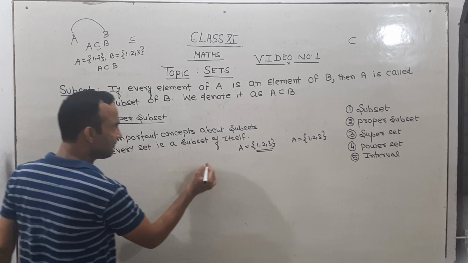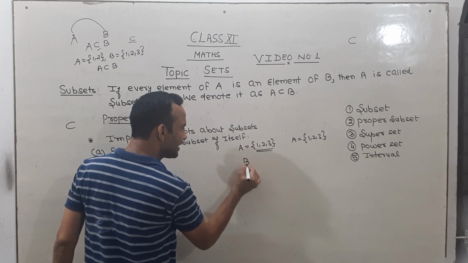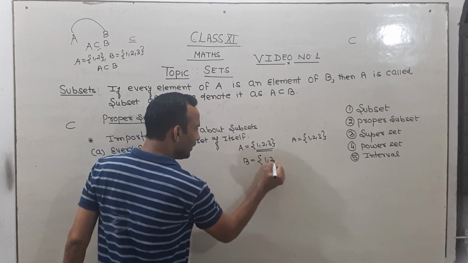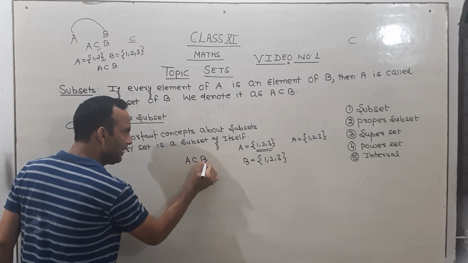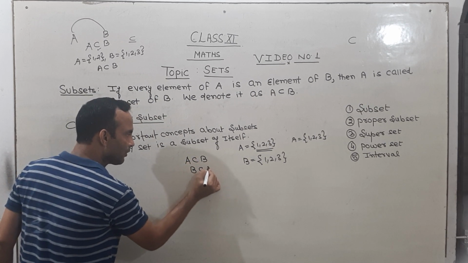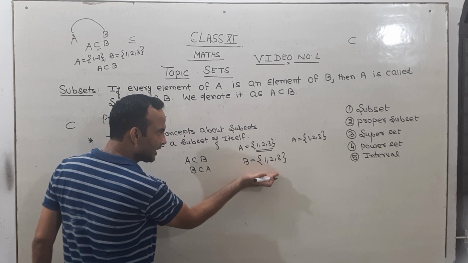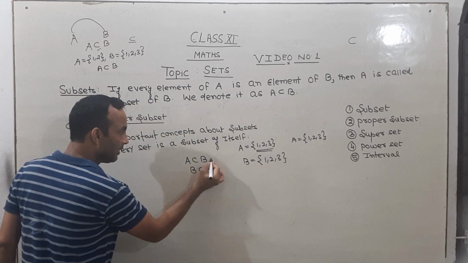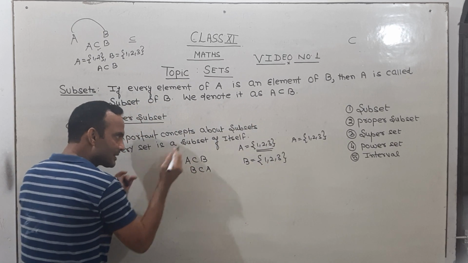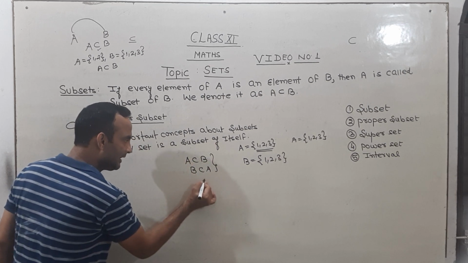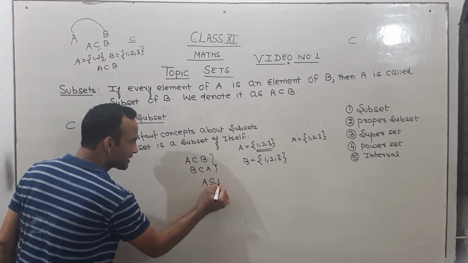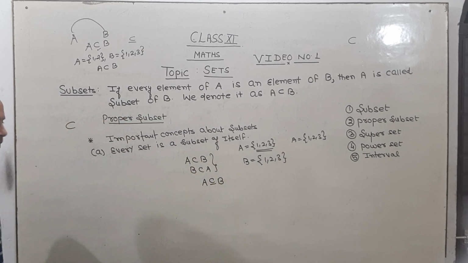But see this example. If A is 1, 2, 3 and B is also 1, 2, 3, then you can see A is the subset of B and B is also the subset of A. Because all the elements of set B are also present in set A. When A is the subset of B and B is the subset of A, means both sets are equal. In that particular situation we have to use this symbol for the subset. This symbol.